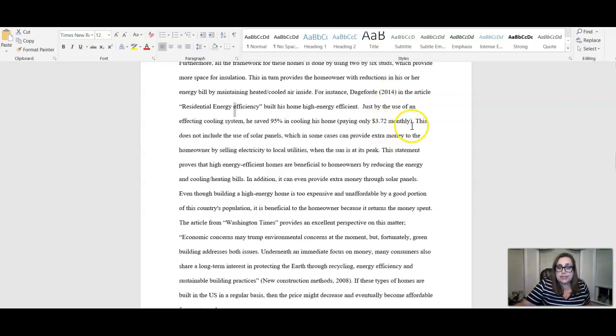And then if you notice at the end, because this particular article didn't have page numbers, there's no in-text citation. But that's okay, because the author is included, the year, and the title of the work. Now, if the author was not mentioned, you would have to have an in-text citation at the end of the sentence, and it would include the author and the year of publication.